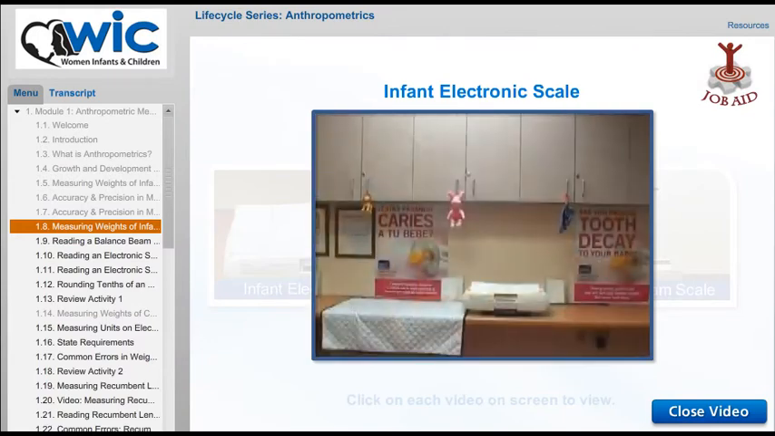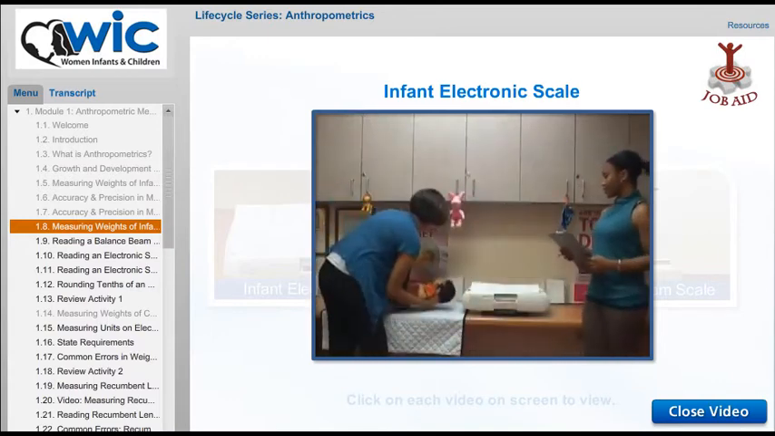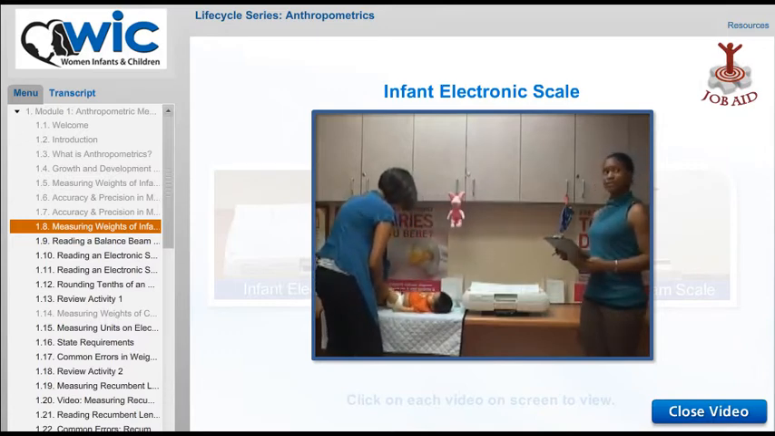In this video, we'll be taking the weight of a 2-month-old infant using an electronic scale. Before weighing, have the mother or caregiver take off the infant's clothes such as shoes, pants, jackets, sweaters, or hats that will affect the weight. A t-shirt or onesie and diaper are fine.